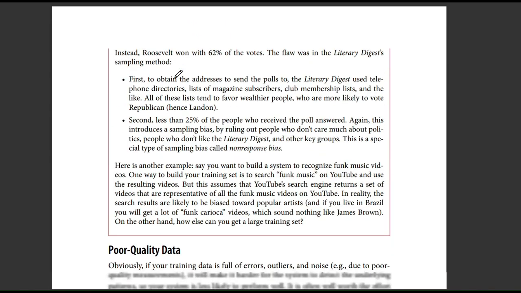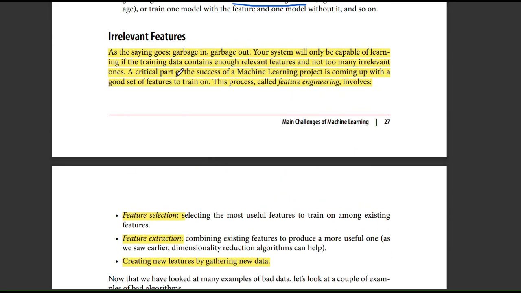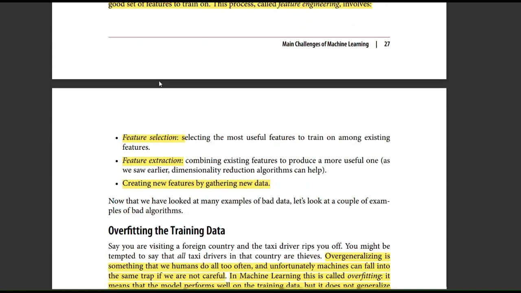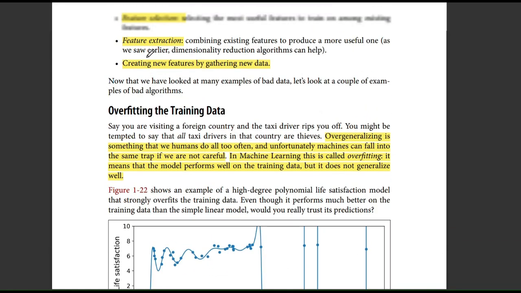This was an example of non-representative data: some of this data was not present and was not introduced to our algorithm, and hence it predicts these results. The results are guessed based on this blue line rather than considering the new data that was unknown to our model. Next is poor quality data, where you have some outliers present inside your data, some features are missing, and you have some missing values.